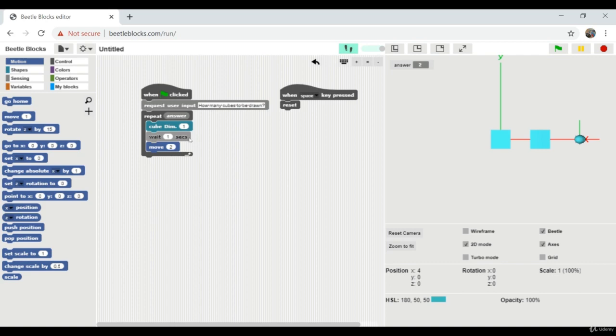So let's say if we rotate it again, say by 90 degrees, we can put the rotation here. Now let's reset it, and if we run it again, what will happen is, first the beetle will get rotated by 90 degrees and then it will move. So in whichever direction the beetle is, it will move in that direction. So let's run it.